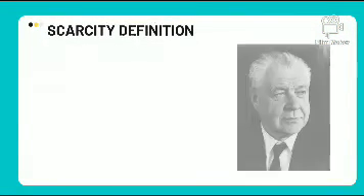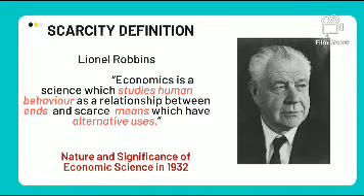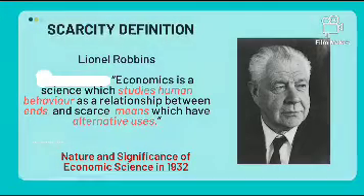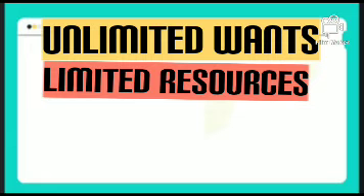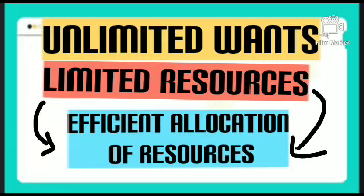Next is the scarcity definition of Lionel Robbins. According to Lionel Robbins, economics is a science which studies human behavior as a relationship between ends and scarce means which have alternative uses. In simple words, it means since wants are unlimited, economics tries to study how man uses the limited resources to fulfill the unlimited wants, which is by way of efficient allocation of resources.